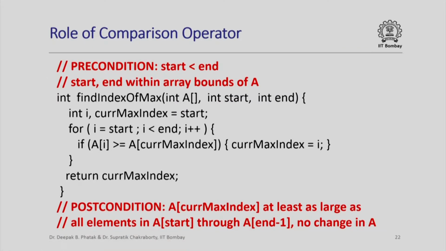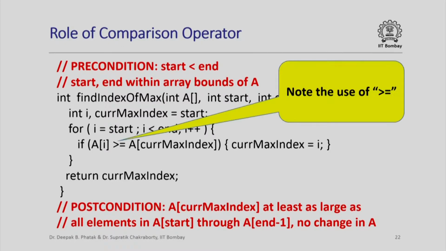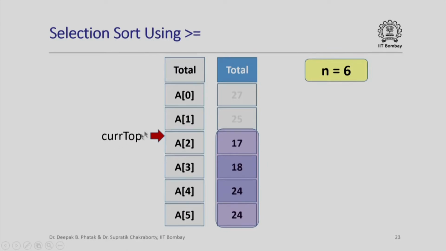Now having seen the selection sort function in C++, let us quickly see what the role of this comparison operator that we used, greater than or equal to, is in the entire operation of selection sort. Now if I use greater than or equal to, let us see what might happen. So here is our array containing A0 through A5, and let us say currently we are looking at only this part of the array, so current top is at 2. The total number of elements is 6.